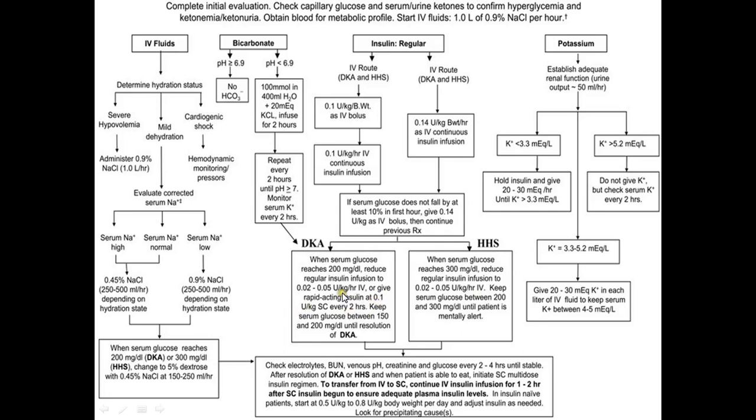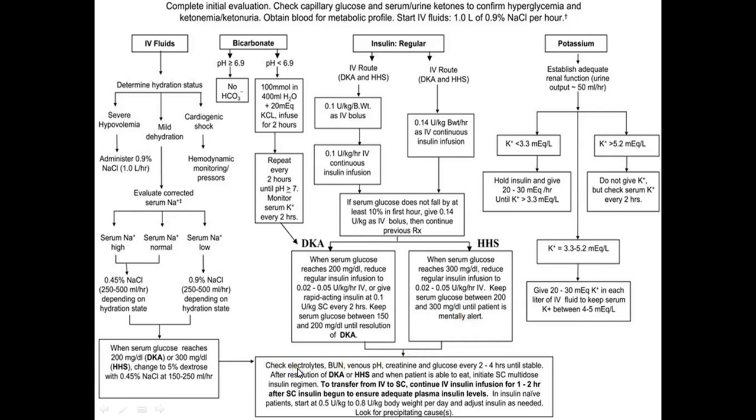So you can give an infusion or subcut insulin in case of DKA, while in HHS you just reduce the dose of the insulin and keep the sugars. In DKA, you keep between 150 to 200, and in HHS you keep between 200 to 300, until the DKA is resolved, or in HHS until the patient is mentally alert.